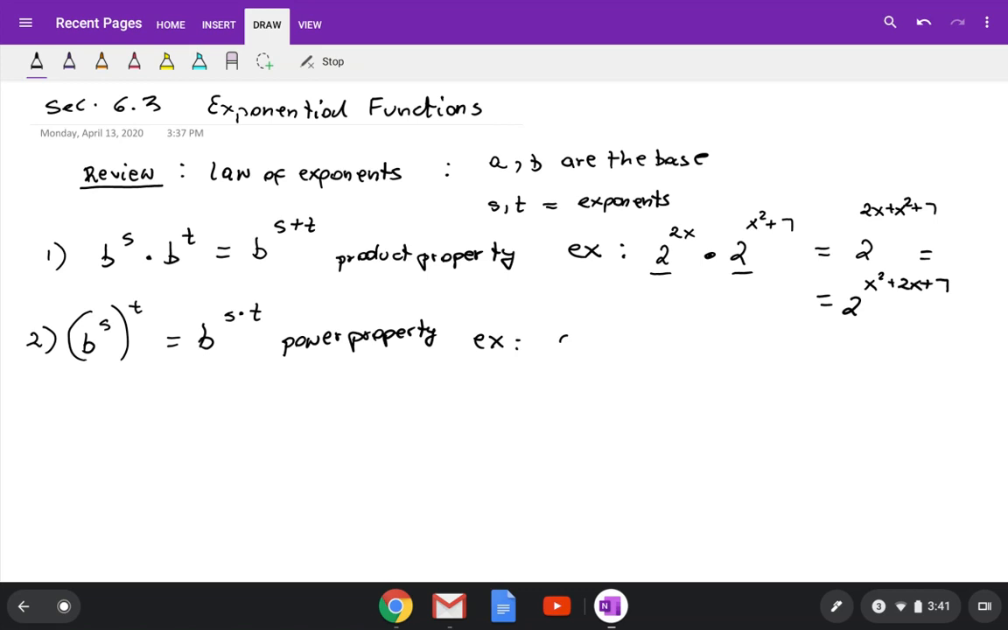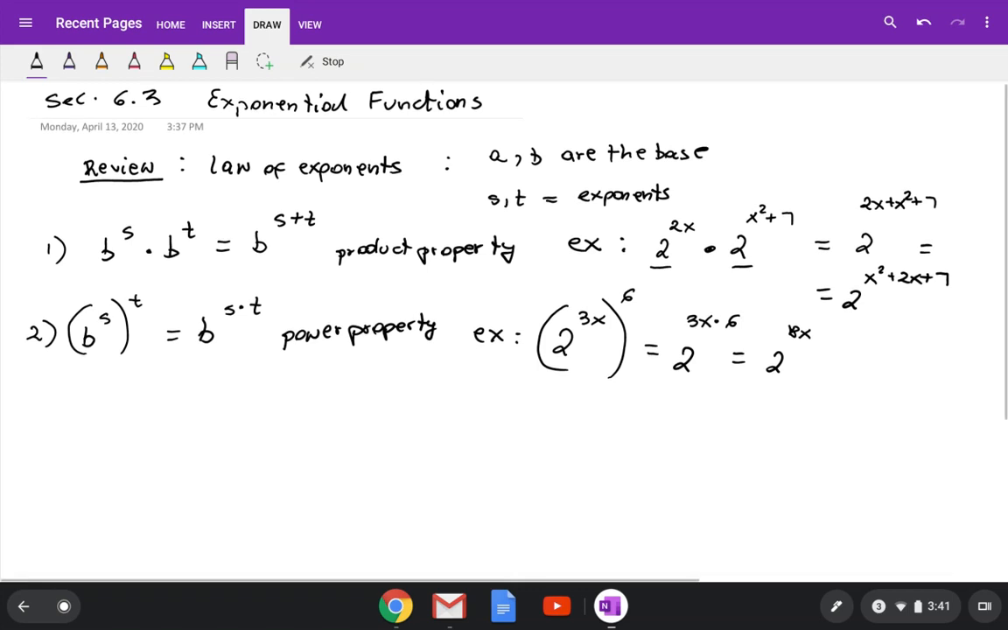Let's say you have 2 to the power of 3x, and then we bring that to the power of 6. Our base is 2, so we copy the base and multiply the exponents. That will be 3x times 6, which is the same as 2 to the power of 18x. That's how the power property works.